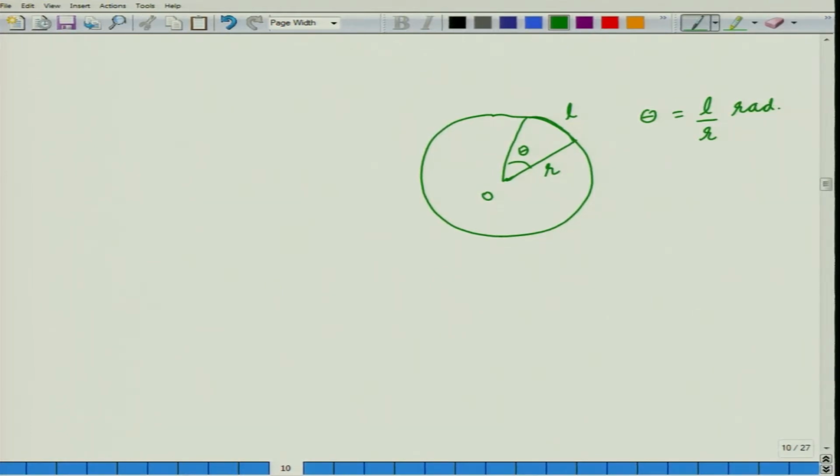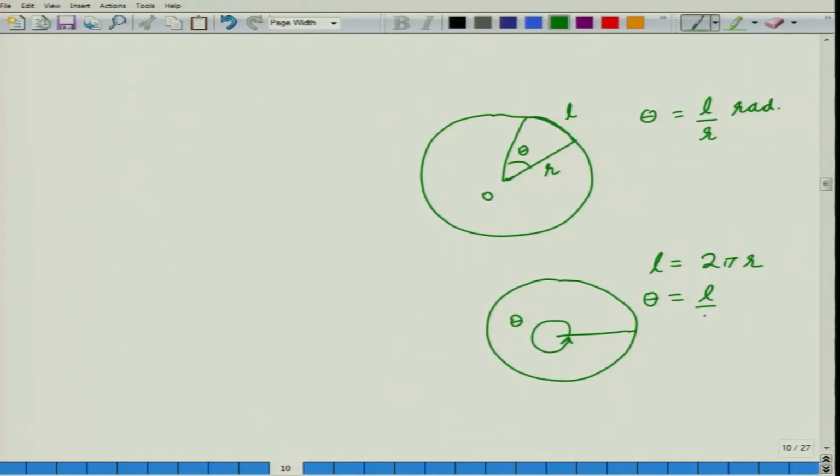When we consider one full rotation in a circle, if this angle underwent a full rotation from here to here, the length of the arc would be equal to the perimeter of the circle, that is 2 pi r. So, the theta value will be equal to L by r, which is 2 pi radians. Now, this full rotation is equal to 360 degrees. So, 360 degrees equals 2 pi radians.